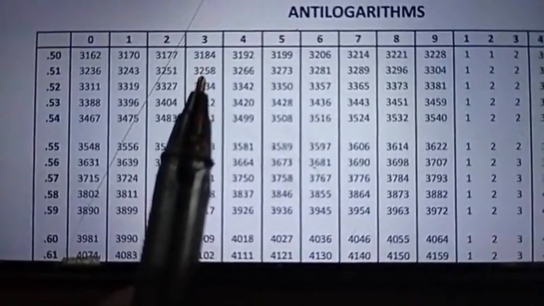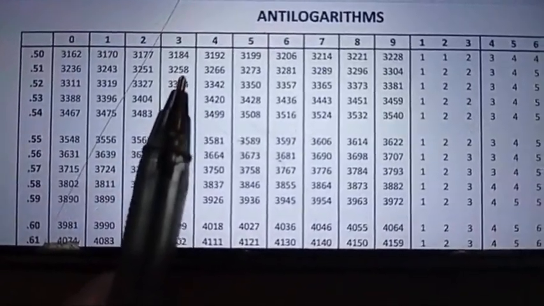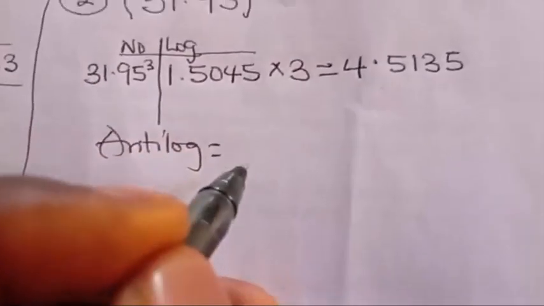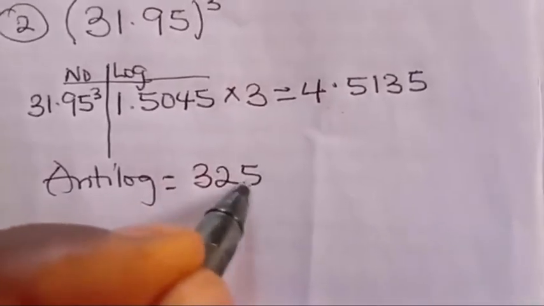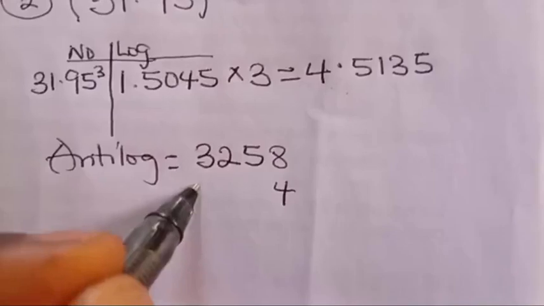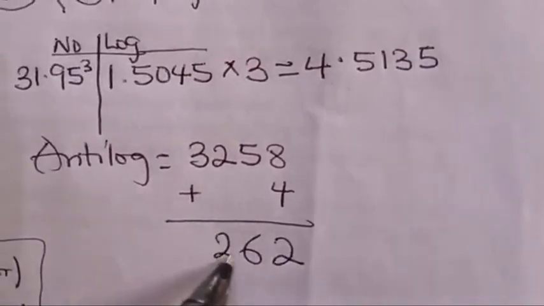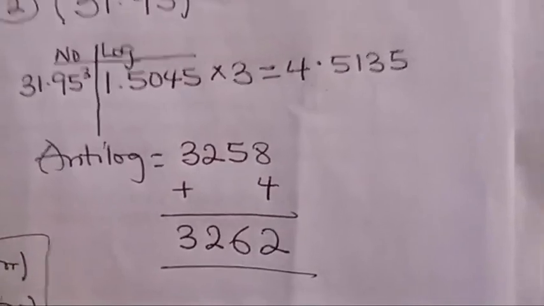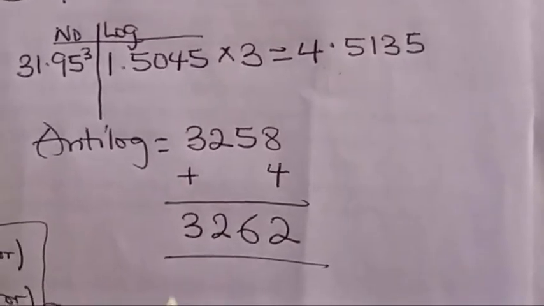0.51 under 3, we have 3258, right? And difference of 5 here, we have 4. So when we sum this up, we have 3262. So it is this number now we'll express in standard form.